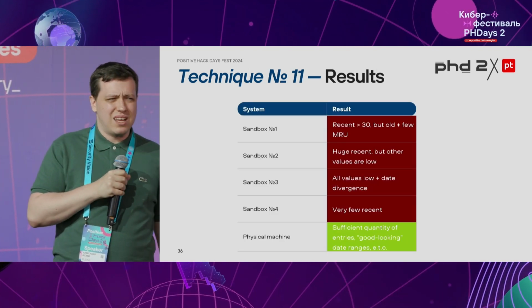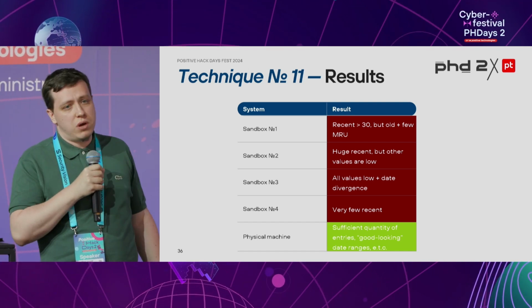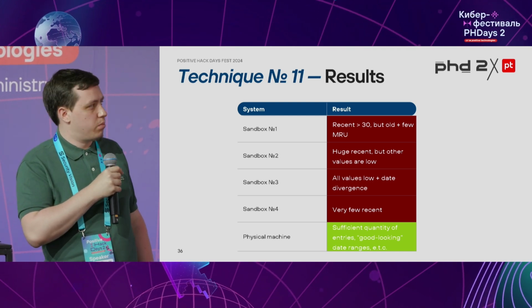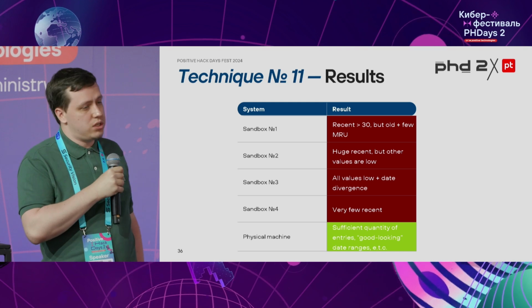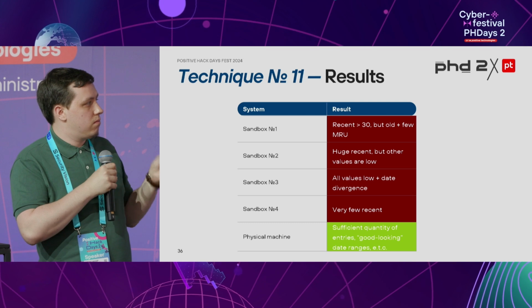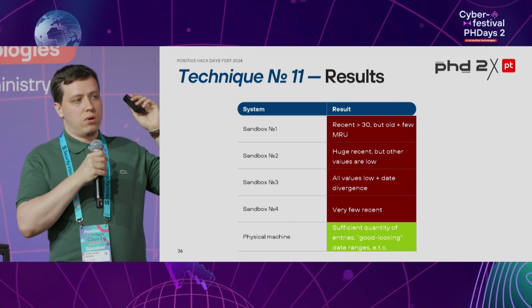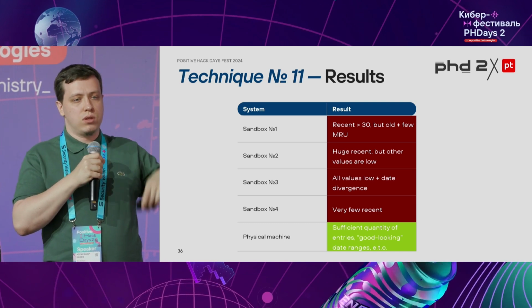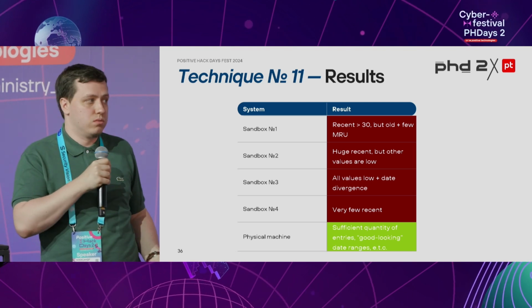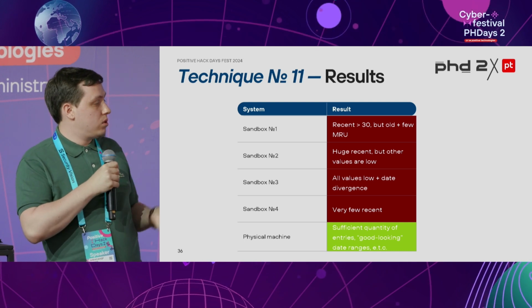In sandbox number 1, a good number of recent, but this recent is quite old, very small, very low MRU, not typical of real machines. The second sandbox, a lot of recent, but others, for instance MRU, very low. Sandbox 3, everything low, with huge divergence of dates. 3 years ago, we had something. 2 years ago, nothing. A year ago, it looks like suddenly the computer was taken off the shelf and was put into use. Doesn't look like a real machine.